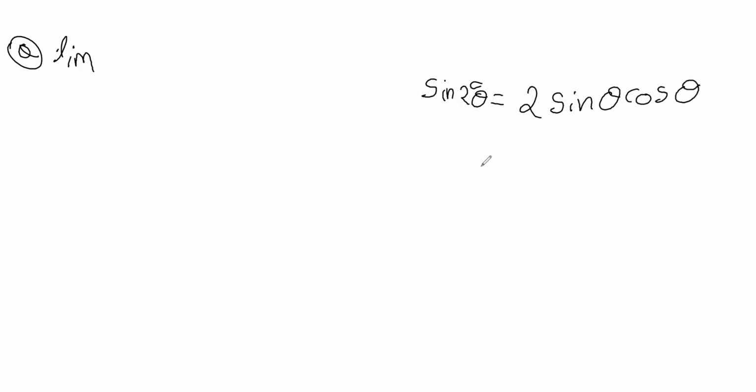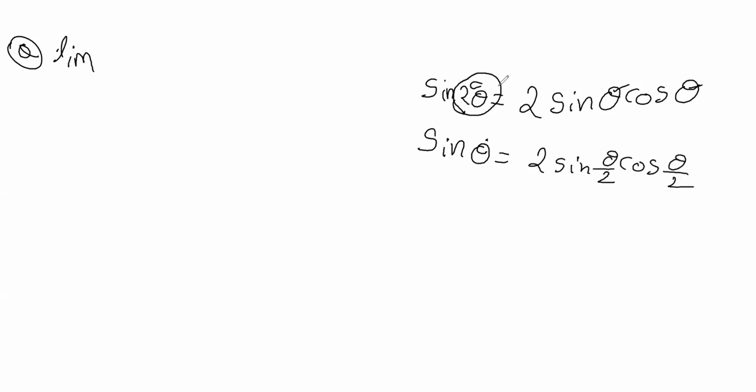It is 2 sine theta cos theta. You have a derivation for it, but no need, you have to remember it. Sine 2 theta is 2 sine theta cos theta. Instead of 2 theta, I just take theta. If it is 2 theta, I am getting theta and theta, that is half of 2 theta. Here it is theta, so it should be half of this theta. That's why it is 2 sine theta by 2, cos theta by 2. These are called the half angles.